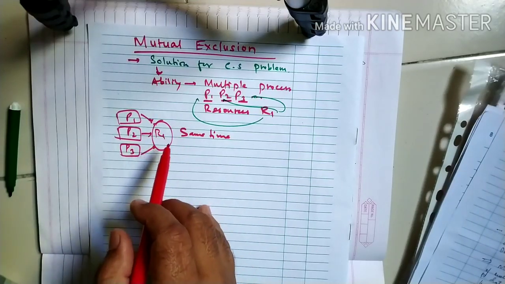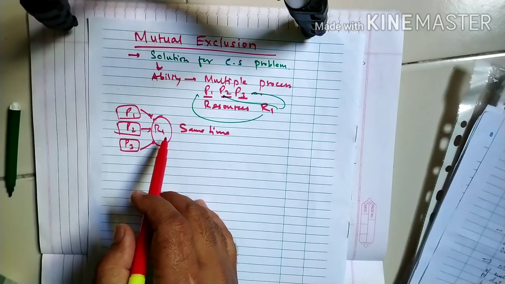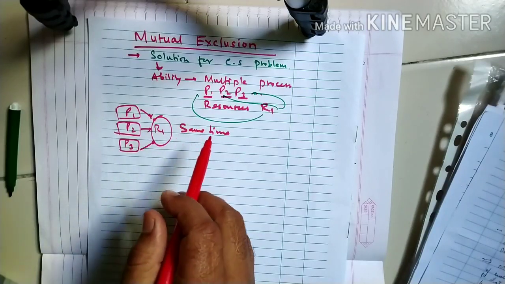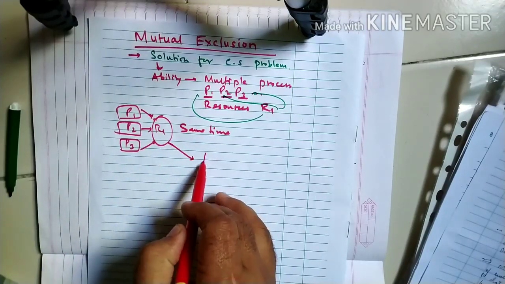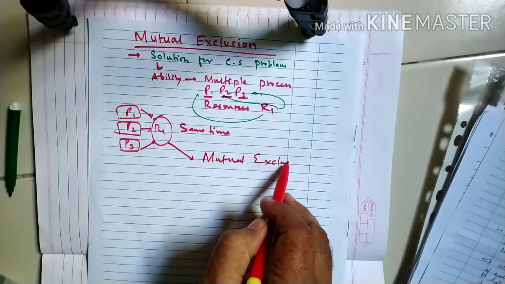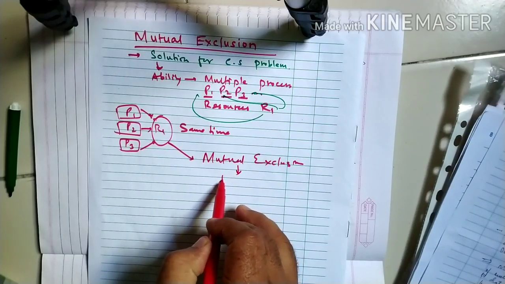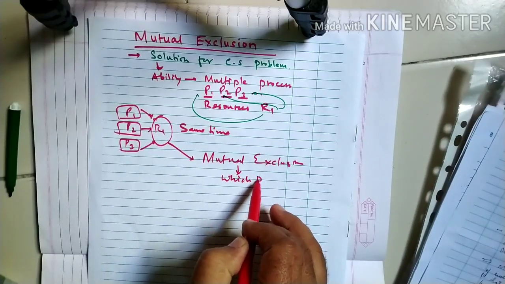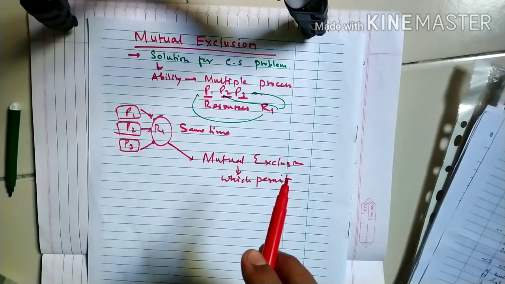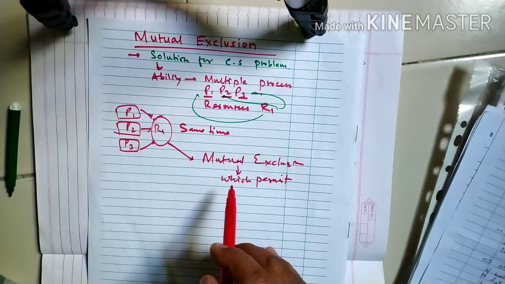When they try to edit this file at the same time, there must be some sort of mechanism, we can say a mutual exclusion mechanism, which permits only one action on the same object.